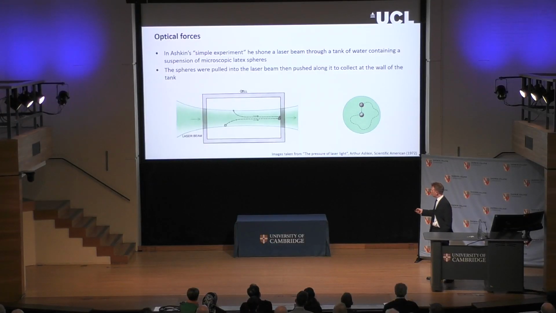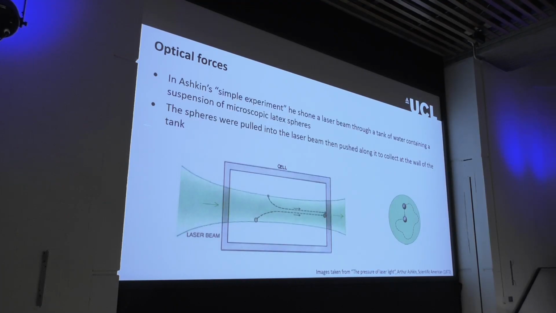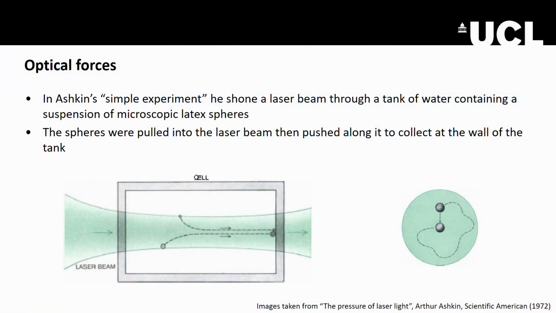And what he saw was that not only did the particles move along the direction of the beam, but they were pulled in from the side. Okay? This here is supposed to be a sort of an end-on view, and particles would freely wander around, actually doing Brownian motion, and when the beam was switched on, they'd be pulled across the profile of the laser beam and then projected along it to gather against the wall of the cell.